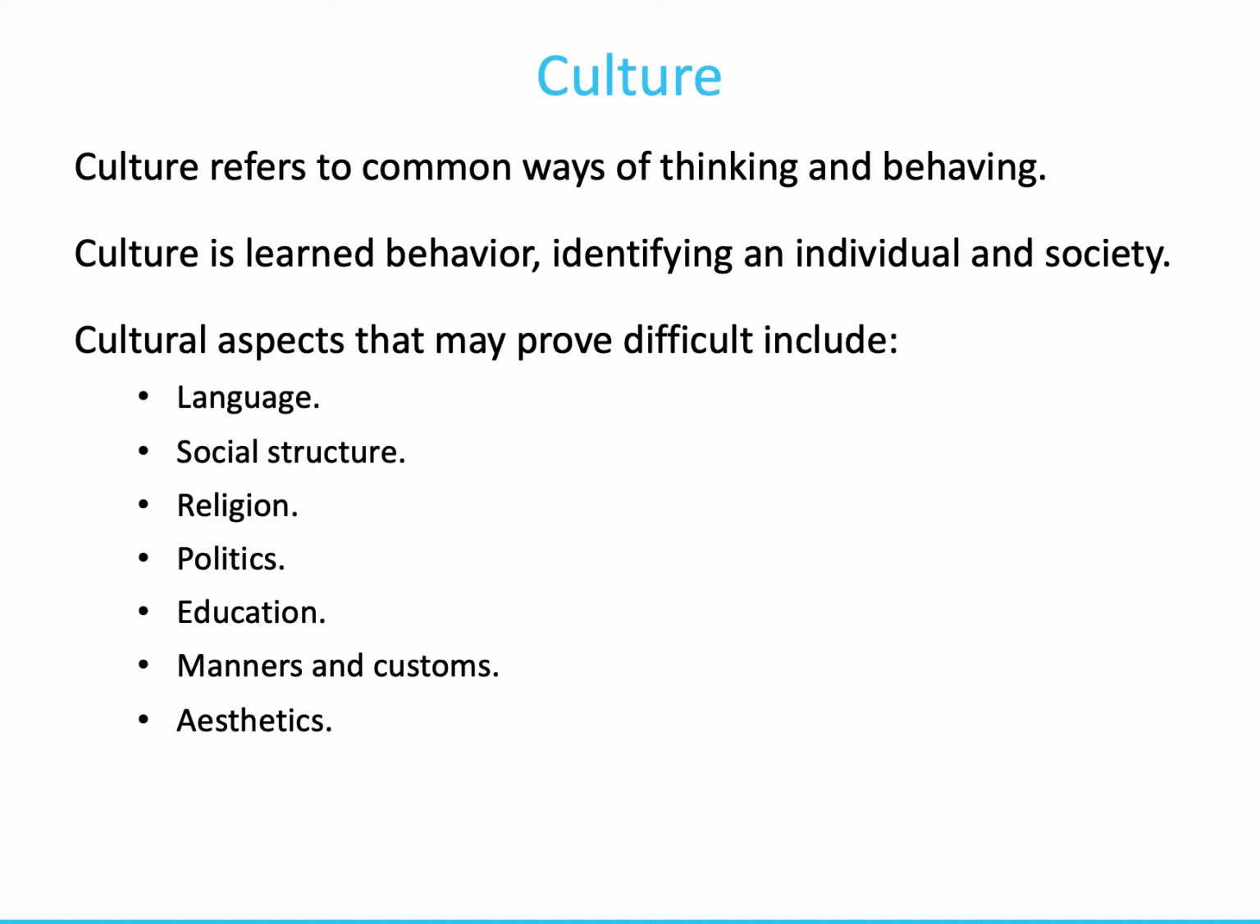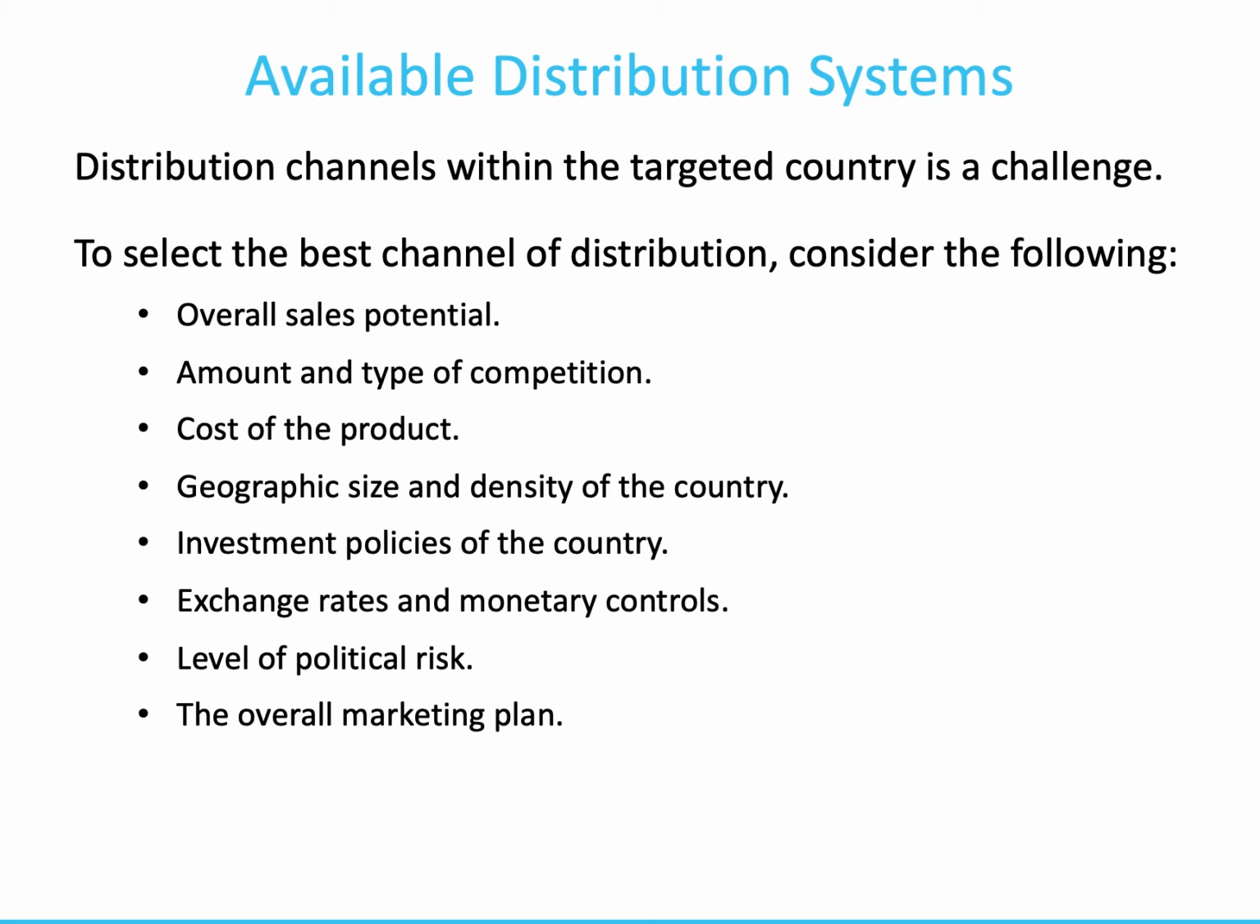How do people in charge deal with people who are looking to sell there? You don't want to offend them. Religion, politics, education, manners and customs, and aesthetics. I feel like we have a lot of this in the U.S. between states. West Coast is very different from the Southeast versus the Northeast, etc. Available distribution channels. What are the distribution channels we touched on lightly earlier within a targeted country? That can be a challenge.